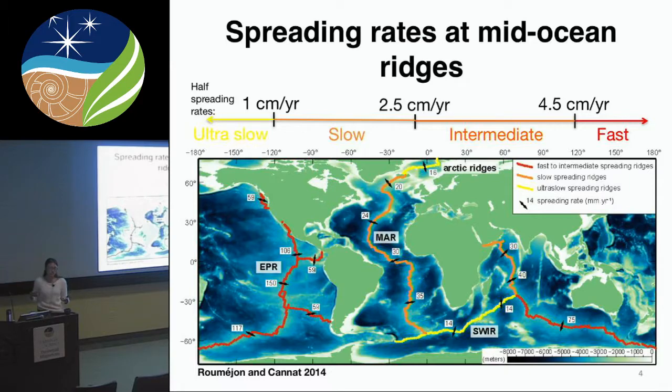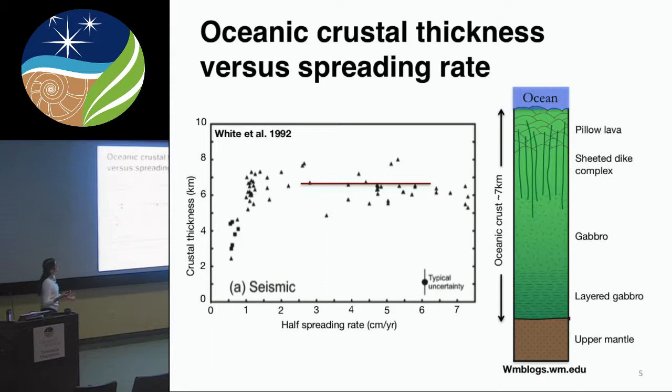So when you see that there are so many different spreading rates, you might think that there are a lot of parameters associated with this varying spreading rate. So one of the most important observations at mid-ocean ridges is the oceanic crustal thickness. And that's usually observed by geophysical surveys.